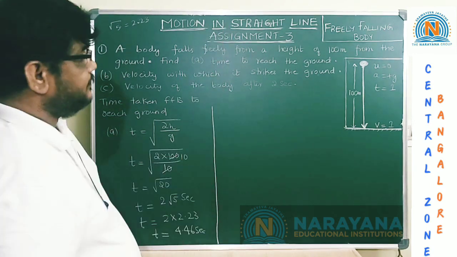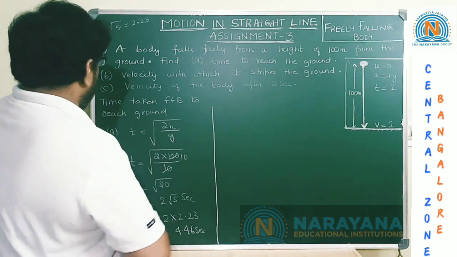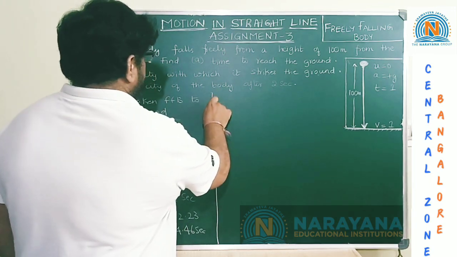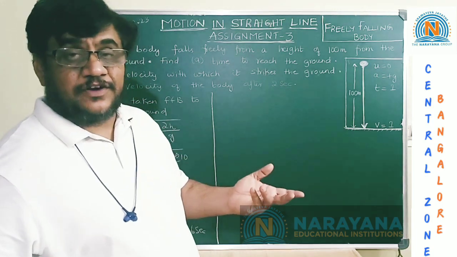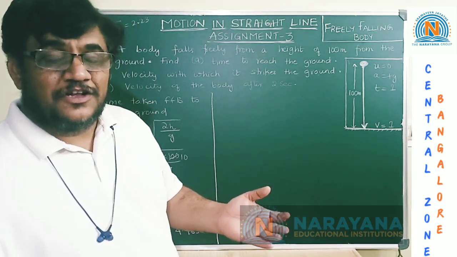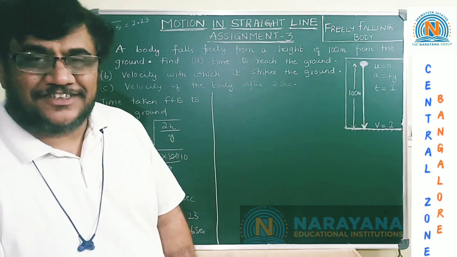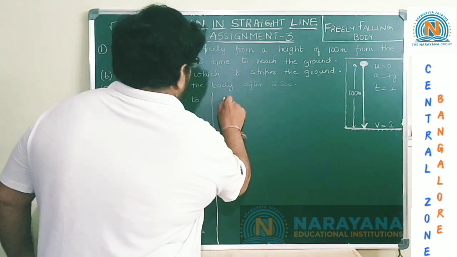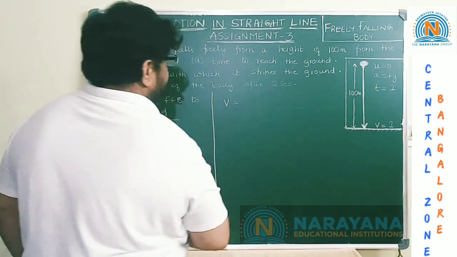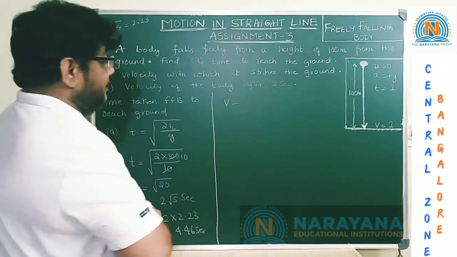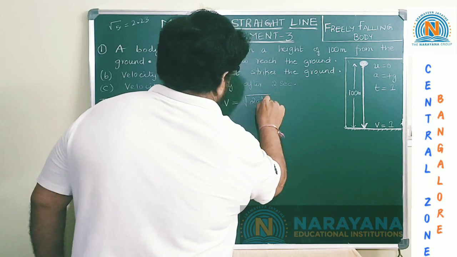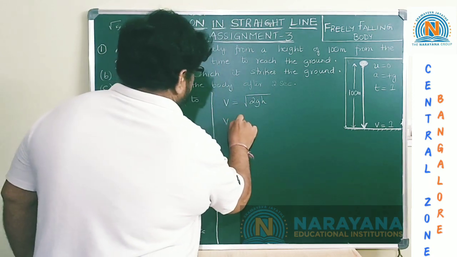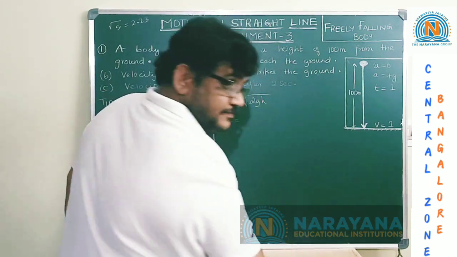Now go to the second part. What is the velocity with which that object strikes the ground? What is the formula for the velocity with which a freely falling body strikes the ground? v = √(2gh). So if v is the velocity with which the freely falling body strikes the ground, v = √(2gh), that is what I have shown here.